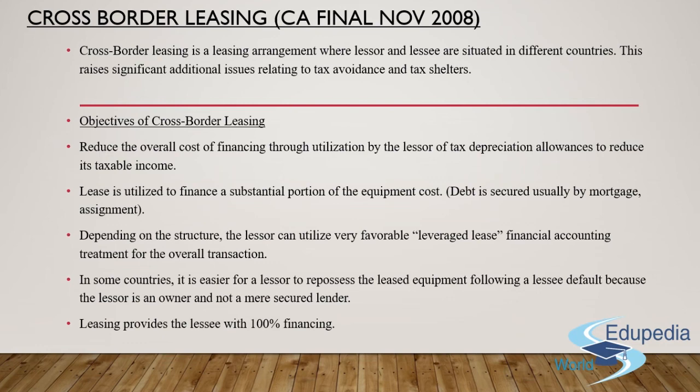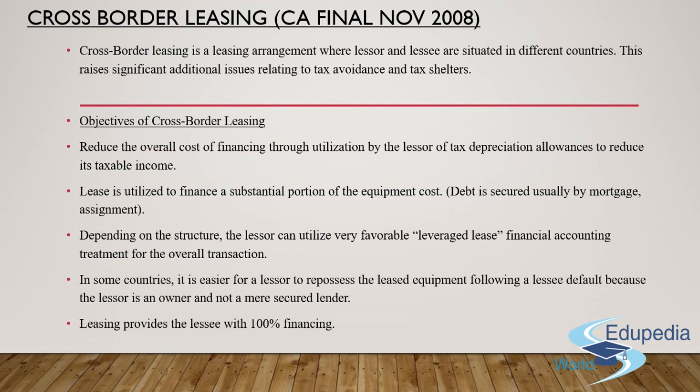Then, in some of the countries, it is much easier for a lessor to repossess the leased equipment in case the lessee defaults. Let's suppose that the person based out in England is just not able to provide me back that asset or that particular amount of lease rental. So what's going to happen in this particular case? HDFC is going to take care of this, the same property gets cleared off, and they'll keep it with themselves and clear off their dues accordingly, because the lessor is basically the owner and not just merely a secured lender in that particular case.